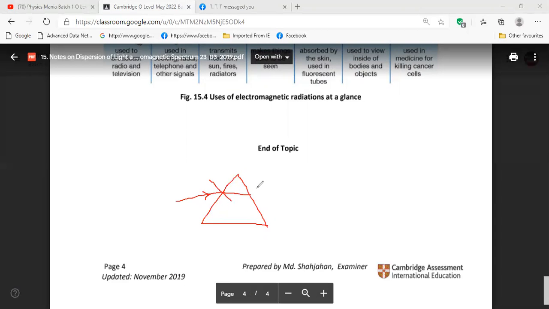Then again you draw the normal here. And now the light rays are going away from the normal. This is your angle of incidence, and these rays of light will go away from the normal. This is the normal, so away from the normal, this way it will go. And here not only a single ray is coming, there will be lots of rays.